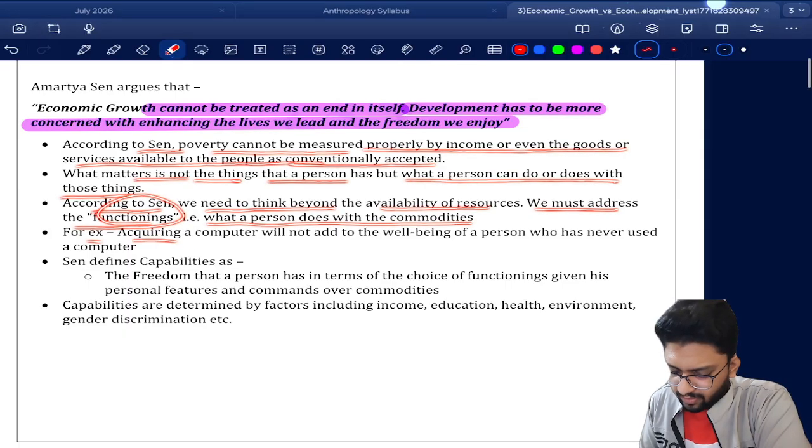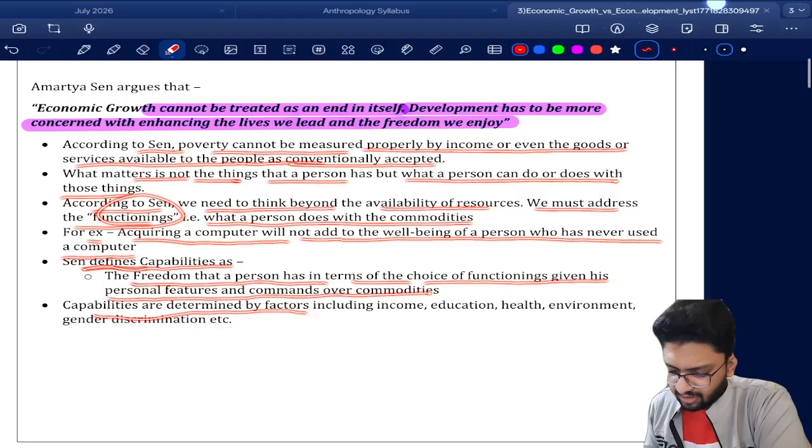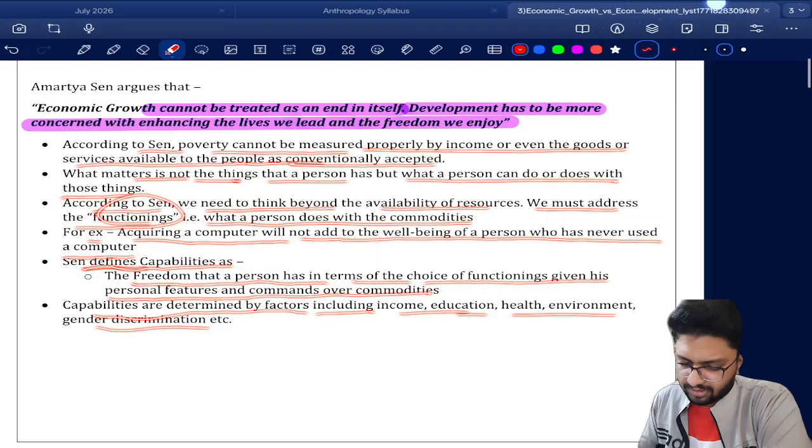For example, acquiring a computer will not add to the well-being of a person who has never used a computer. Sen defines capabilities as the freedom that a person has in terms of the choice of functioning given his personal features and commands over commodity. Capabilities are determined by factors including income, education, health, environment, gender discrimination, etc.